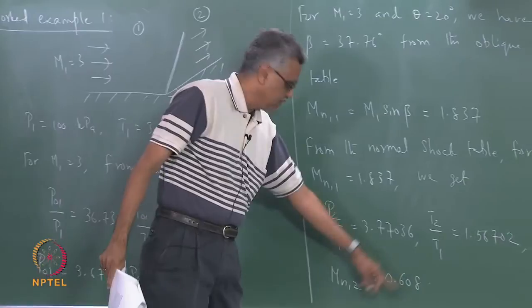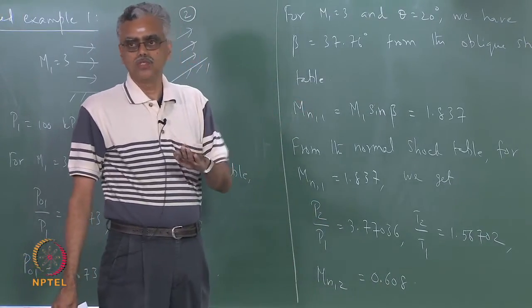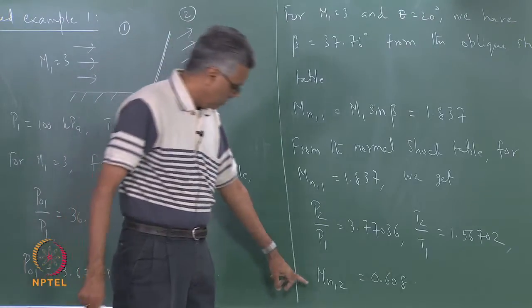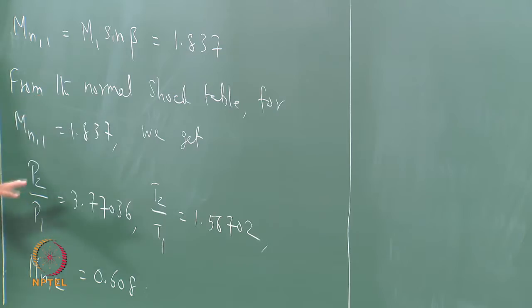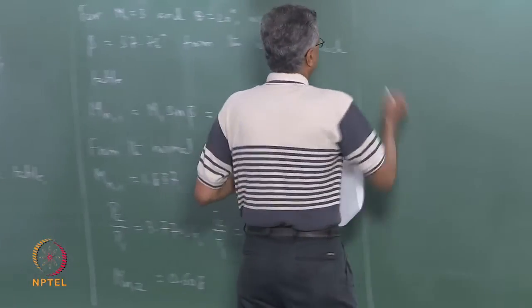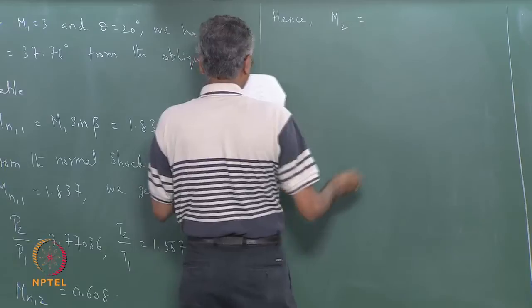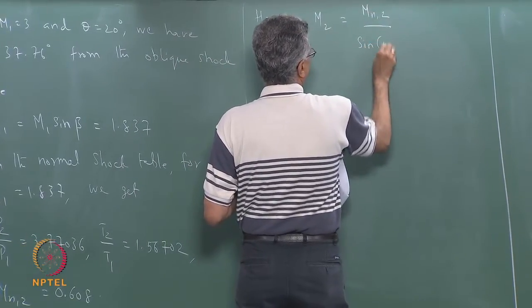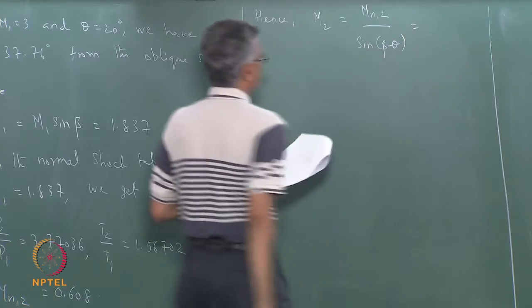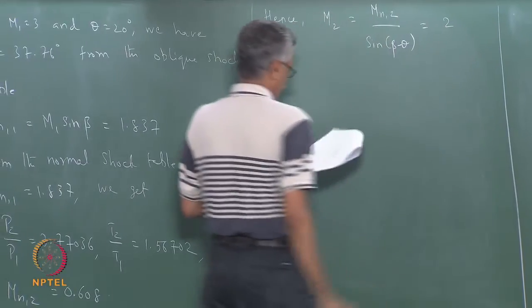Remember, there is no problem in getting MN2 because this is in a frame of reference compatible with the normal shock wave. So we are allowed to do this, and these are static properties which are frame independent. So these are the only things we are allowed to retrieve from the normal shock table. Hence, we can calculate M2, which is equal to MN2 divided by sine of beta minus theta. We derived this relationship yesterday. So we get M2 to be equal to 2.